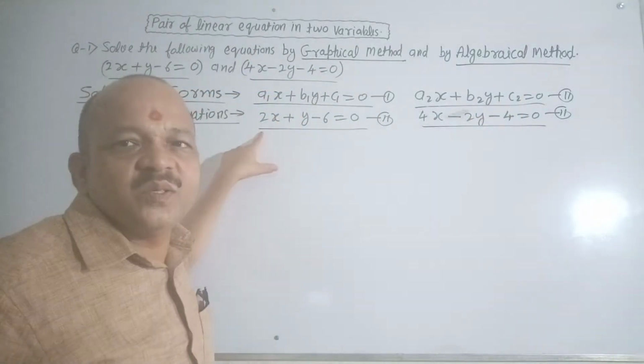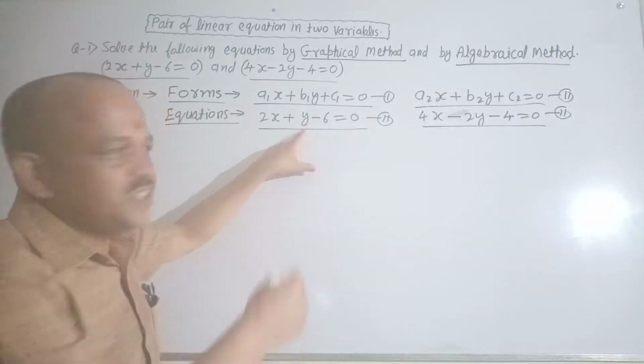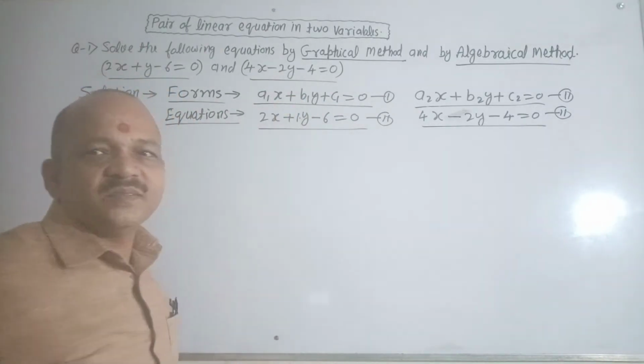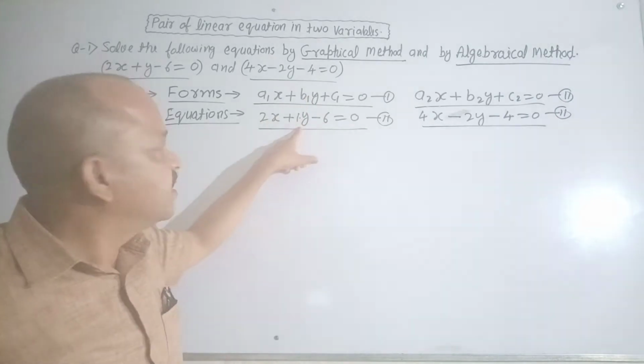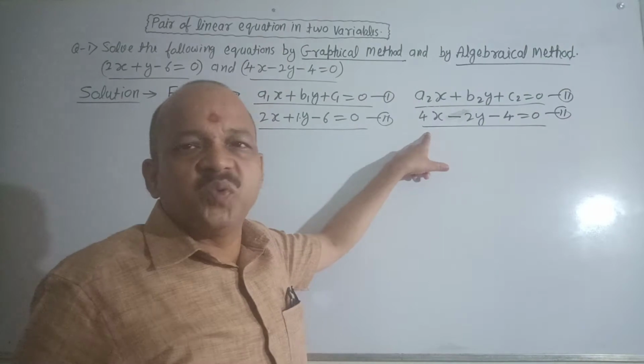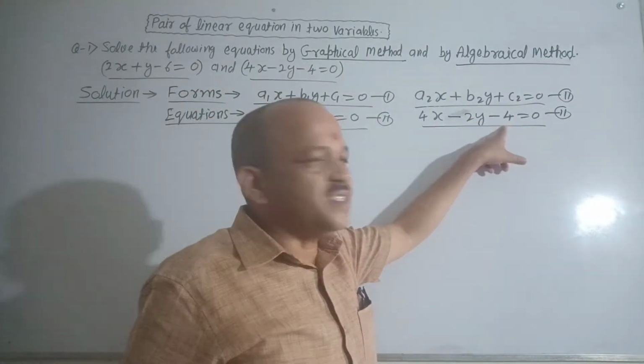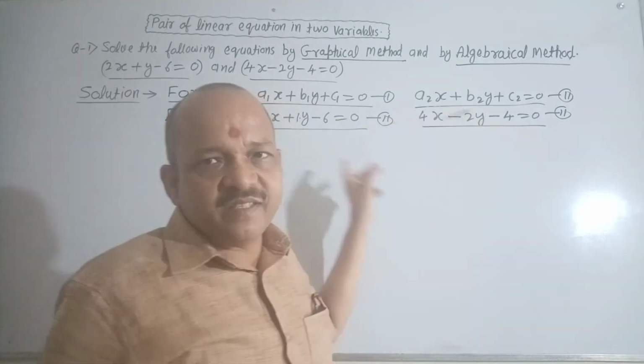a1 means 2, b1 means 1. Here you can write 1. b1 means 1, c1 means minus 6. a2 means 4, b2 means minus 2, c2 means minus 4. It is clear?